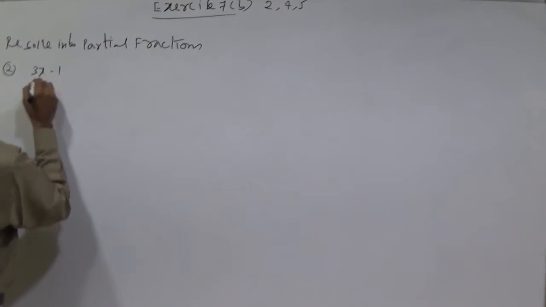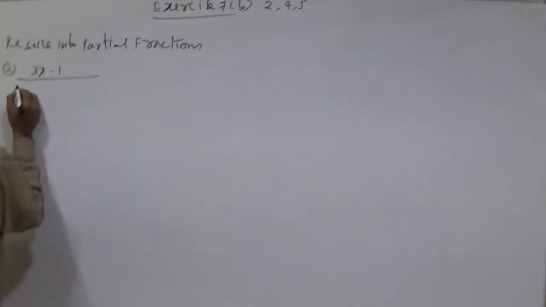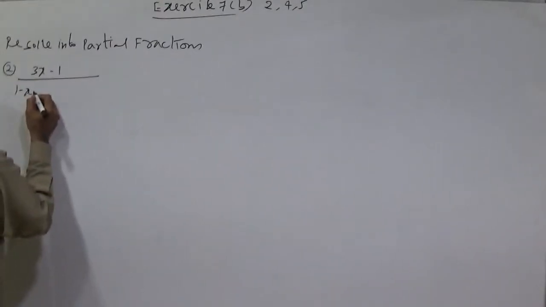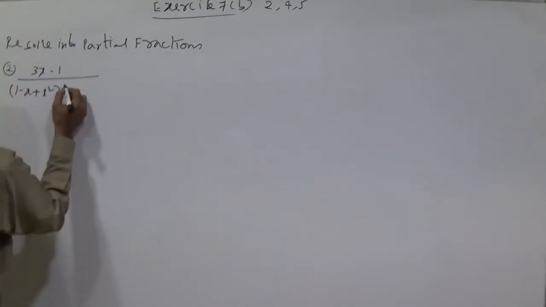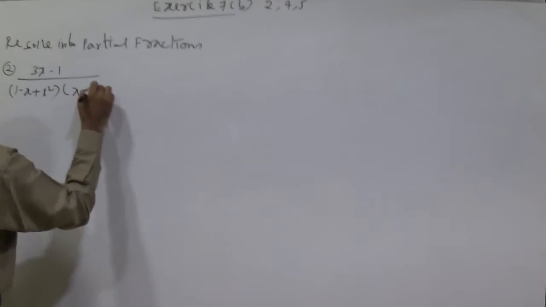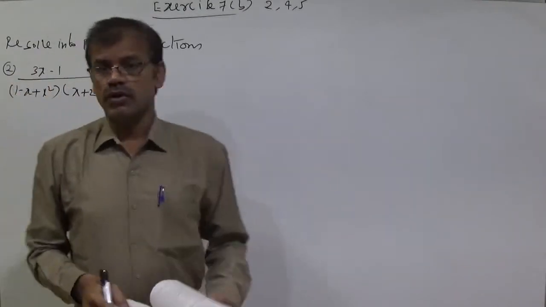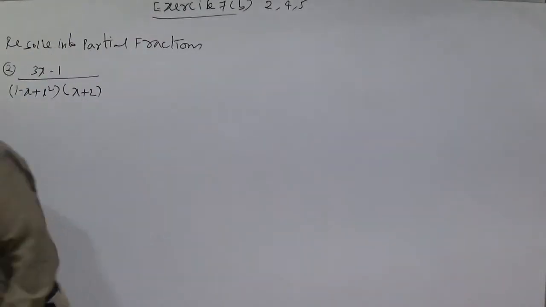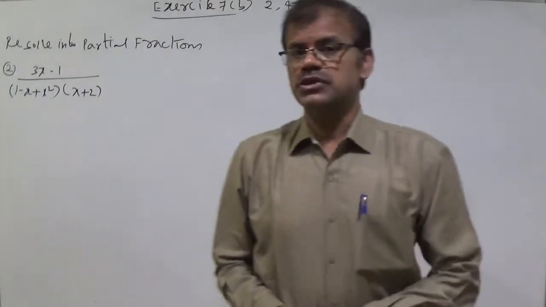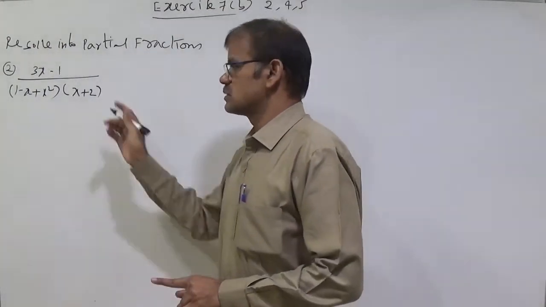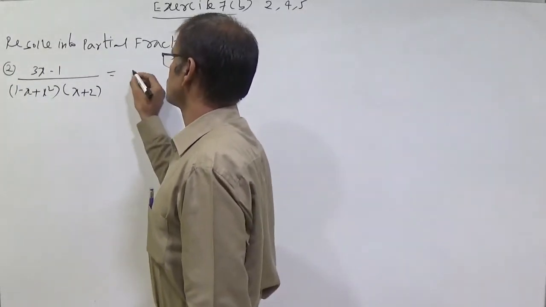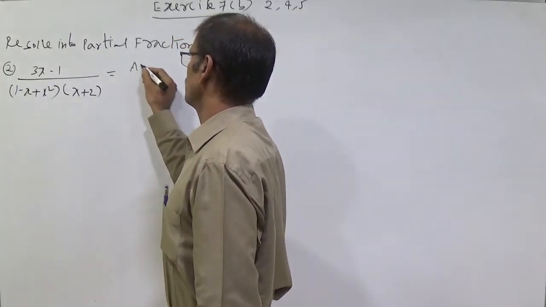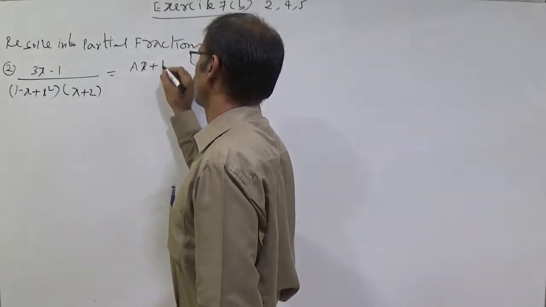Among them, the second question is given as 3x minus 1 by 1 minus x plus x square into x plus 2. This is the model of an irreducible and a separate linear factor. This can be written using the working rule I said yesterday itself.